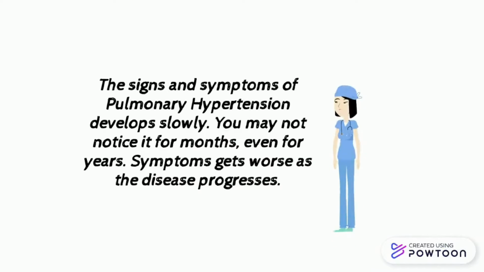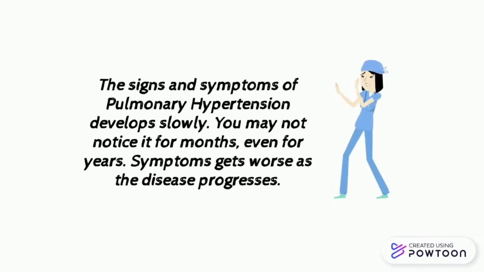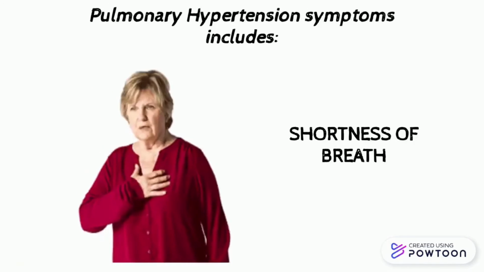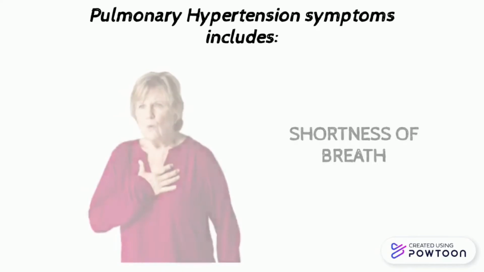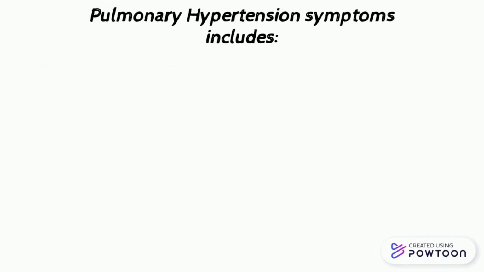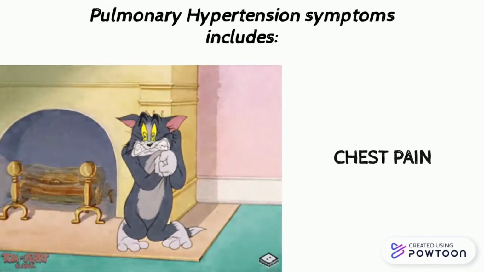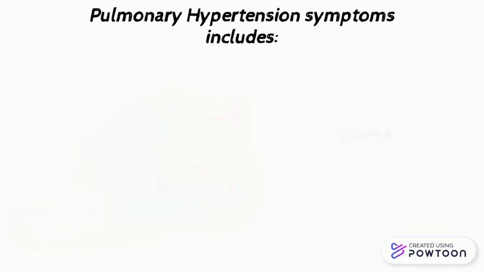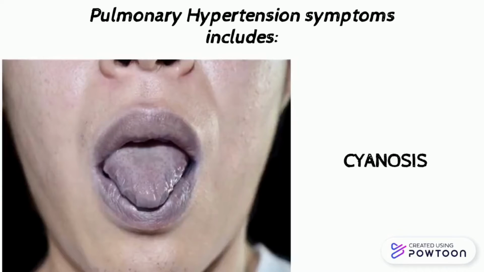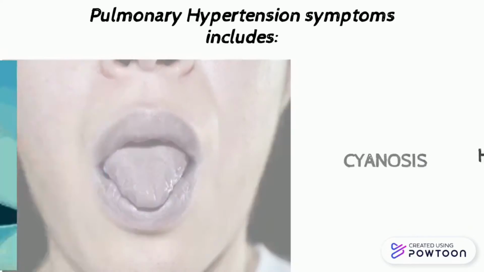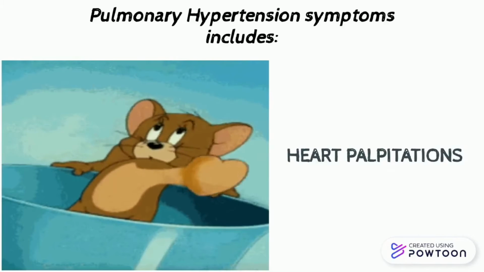The signs and symptoms of pulmonary hypertension develop slowly. You may not notice it for months, even for years. Symptoms get worse as the disease progresses. Pulmonary hypertension symptoms include shortness of breath, fatigue, dizziness, chest pain, edema, bluish color of the skin or cyanosis, and heart palpitations.